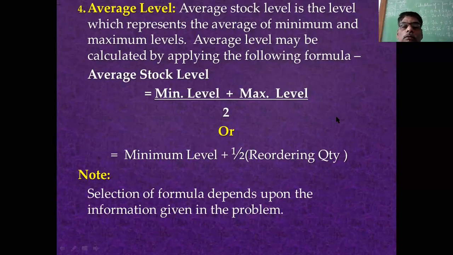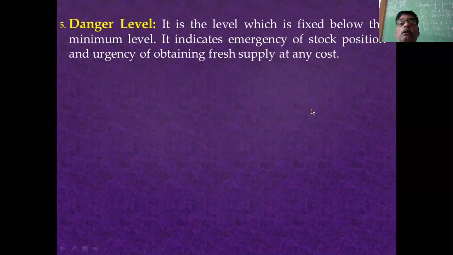This is average stock level. And one more is danger stock level. What is danger stock level? It is the level which is fixed below the minimum level. It is the stock level which is below the minimum stock level. It indicates emergency of stock position. This level shows emergency of stock position and urgency of obtaining fresh stock at any cost. You have to take steps to acquire new stock at any cost. Otherwise, your production will stop.